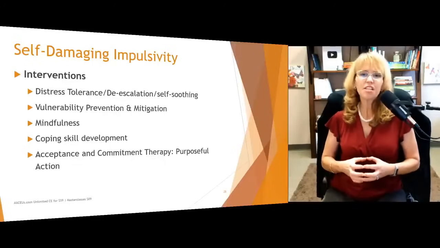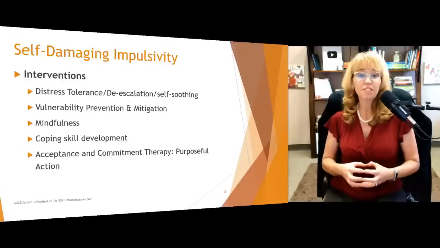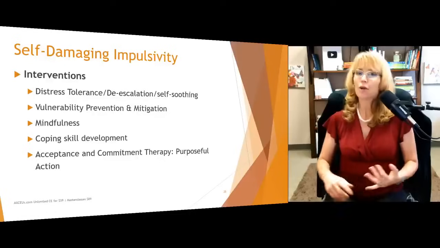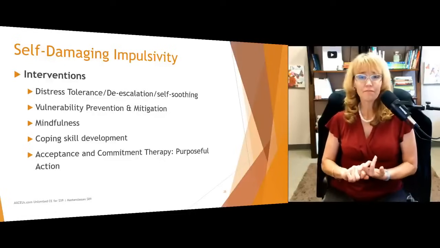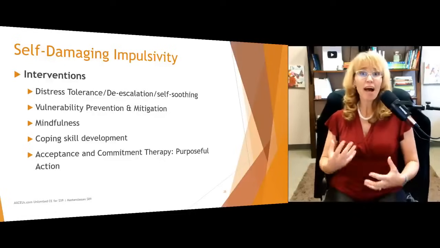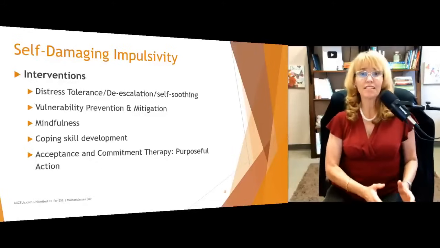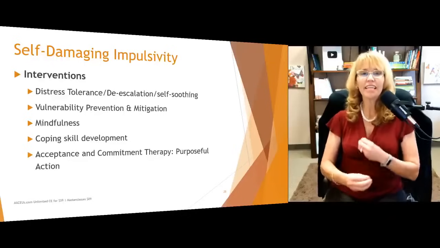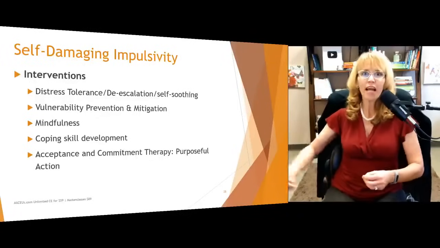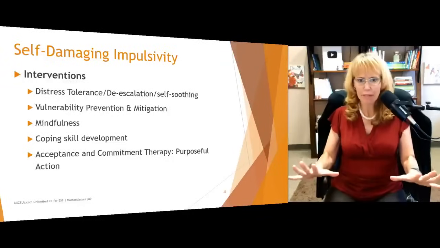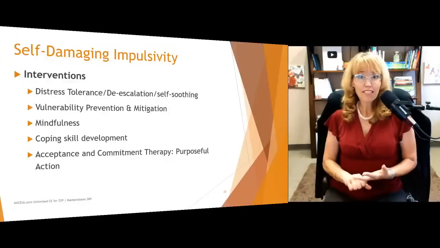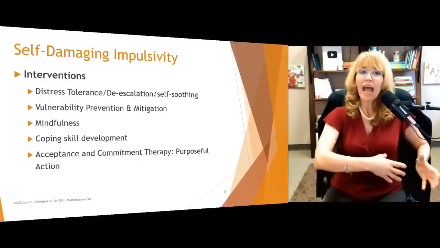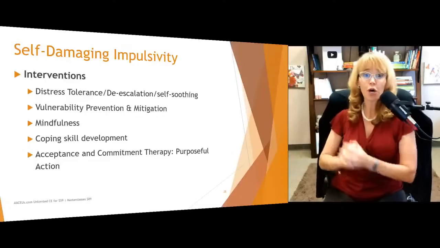Interventions help the person develop distress tolerance, de-escalation, and self-soothing skills. Help them identify and prevent vulnerabilities, and when they can't be prevented, mitigate them. Help them develop mindfulness so they can identify early warning signs of impulsive behaviors, early warning signs of distress, and they can intervene before they get to the point of having to try to just do whatever to make it stop. Coping skill development, build on what's worked. Try to take the strengths that they already have and figure out how you can turn them into more mature coping skills.